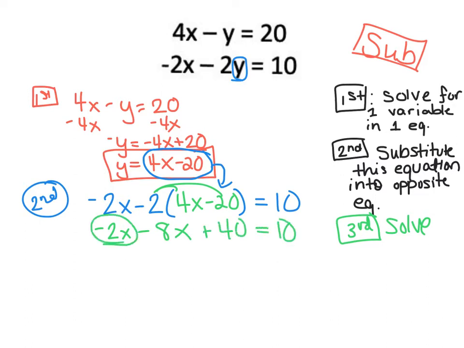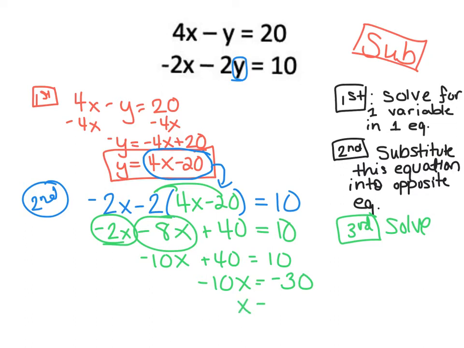Combine your like terms. -2x minus 8x is -10x plus 40 equals 10. Subtract 40 from each side to get -10x is equal to -30. Divide both sides by -10 and I get x equals 3. I'm halfway there. My solution, I know, is an ordered pair if they intersect.